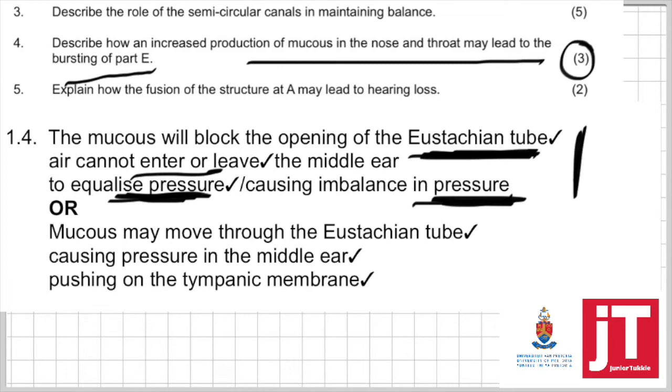The other one you could have said is mucus can move through the eustachian tube, cause a lot of pressure in the middle ear, which pushes on the tympanum, and that obviously will cause the bursting of the tympanic membrane or the tympanum.